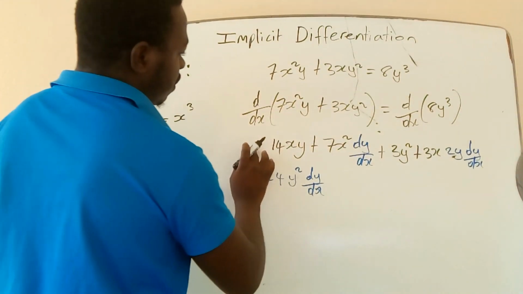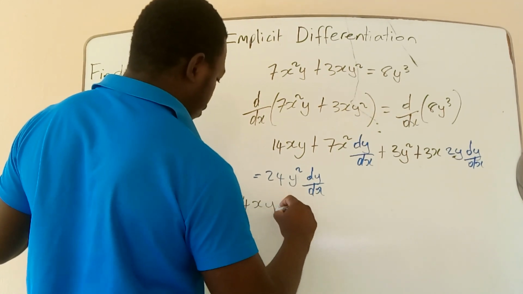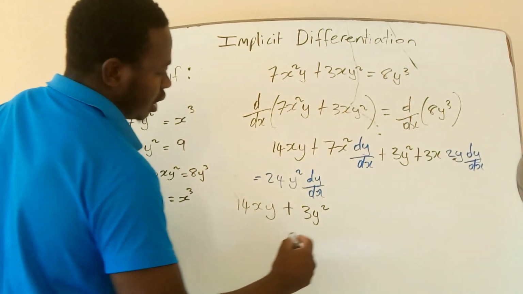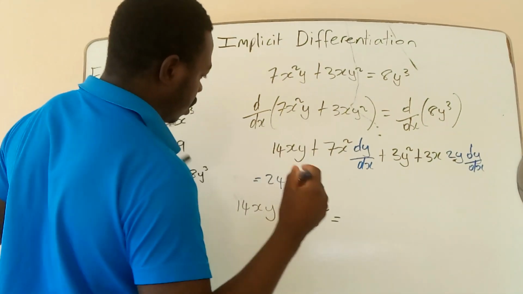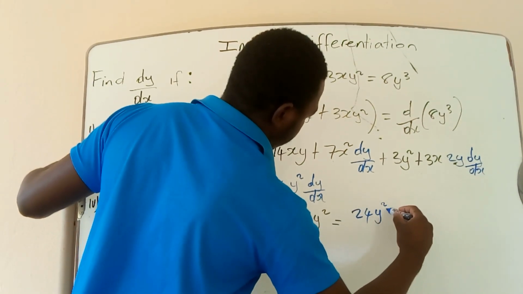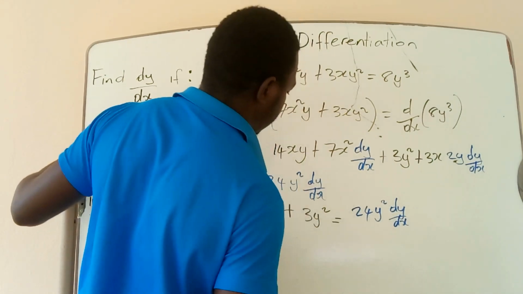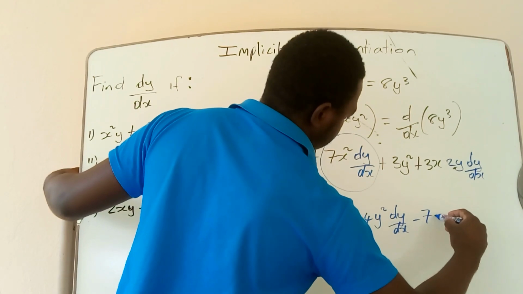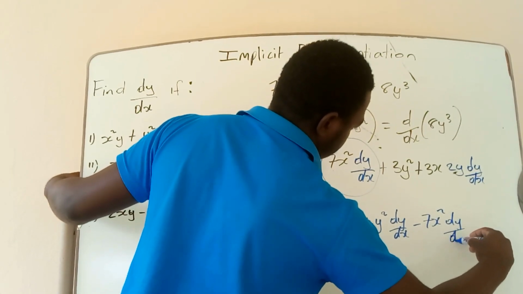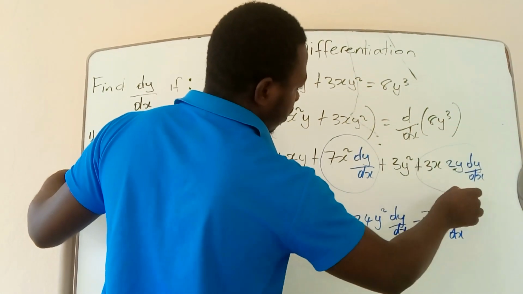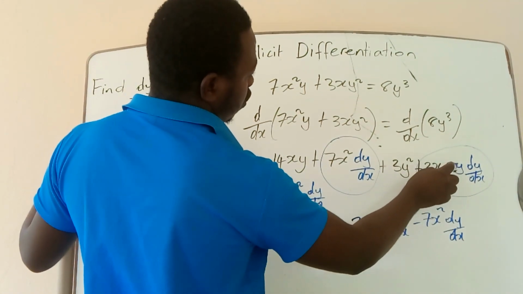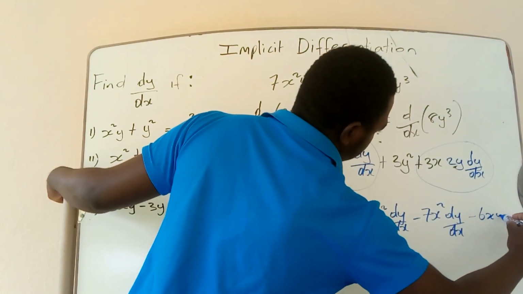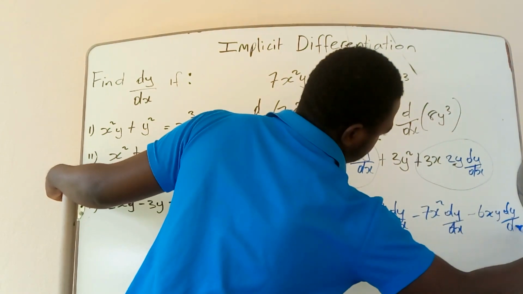Now if I do that, on this side of the equation, I will be left with 14xy, right, plus 3y squared, right, is equal to 24y squared dy by dx, right, minus all of this term here, minus 7x squared dy by dx, minus all of this term here. Now note that 3x2y can be multiplied to give you 6xy, so it would be minus 6xy dy by dx. Right?